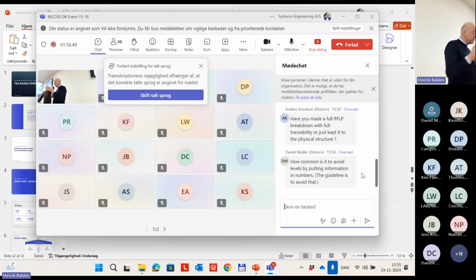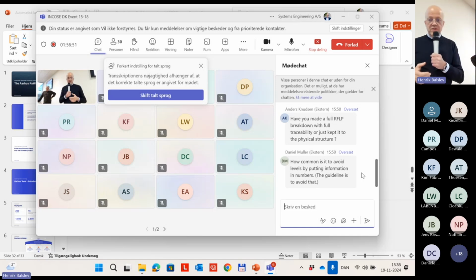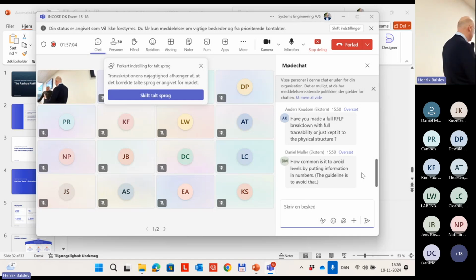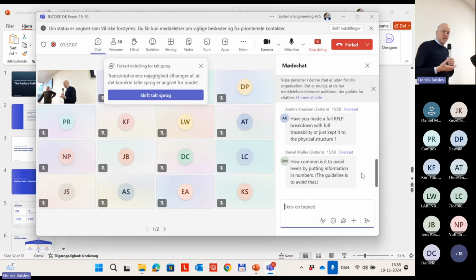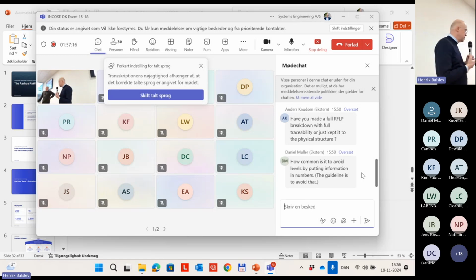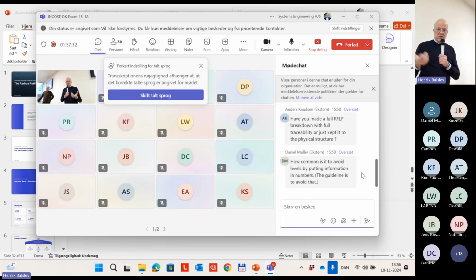Then I'll take some questions from the online audience. The first question is, have you made a full RFLP breakdown with full traceability, or just kept it to the physical structure? The RFLP model, we haven't discussed that, so I don't think you know what that is, but that is a certain extended version of the reference model. So if you don't mind, I will answer on your behalf. No, we have made only a functional breakdown to begin with, because that's the most natural starting point, and that's enough for now. We have also discussed and tried a lot to make sure that we can onboard people to the model, so it's not complicated, something that people really like and can see themselves in. That's one of the reasons to keep it as simple as possible. So the answer is no, we haven't made that. We have done it in some other projects, but not here.